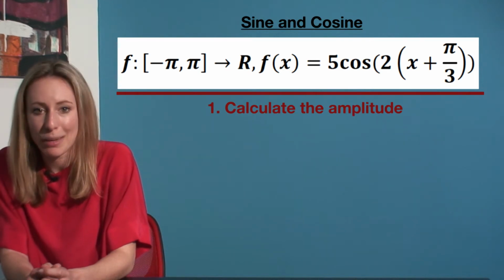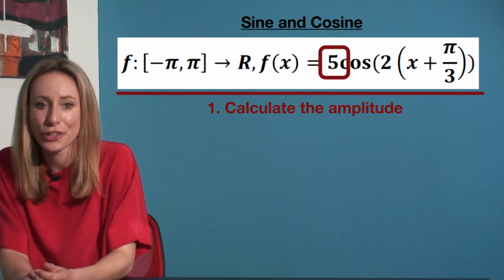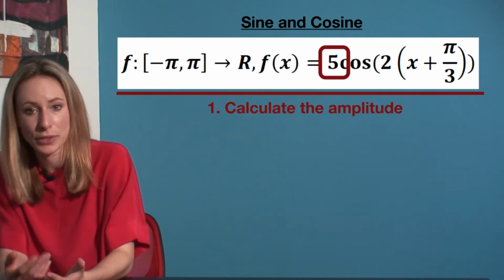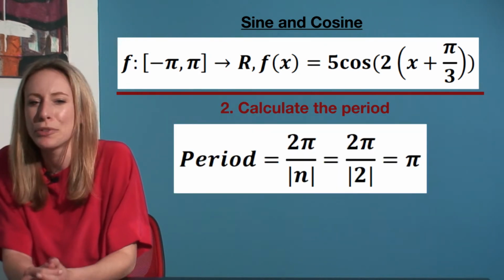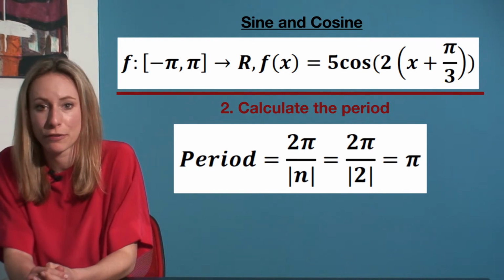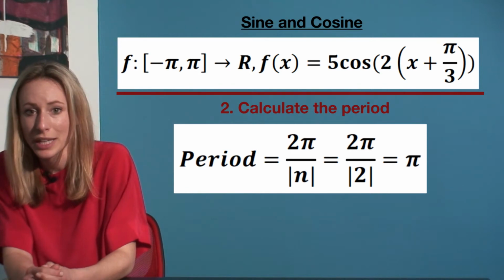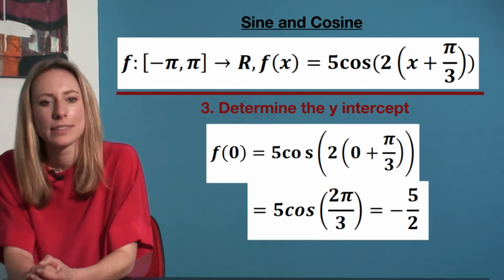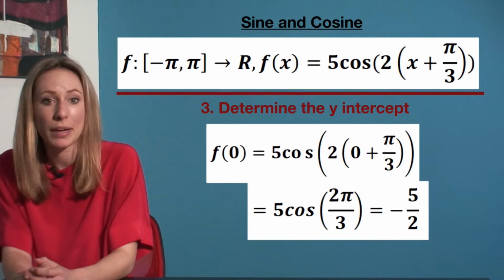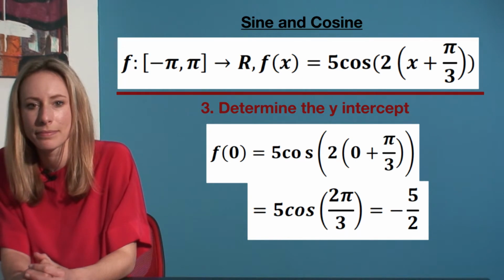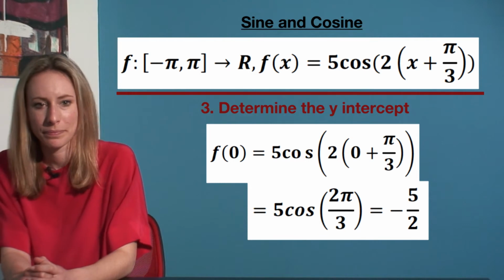Step 1 is to calculate the amplitude, which is just the number in front of cos, 5. Since there is no shift in the y direction, we know also that our minimum and maximum will be negative 5 and 5. Step 2 is to calculate the period, using our formula from before. We know that n is equivalent to 2, so we get a period of pi. Step 3 is to determine the y-intercept by setting x to 0. Here we need to remember our values of cos. So eventually we end up with a value of negative 5 on 2.